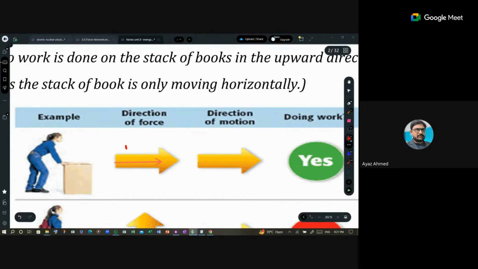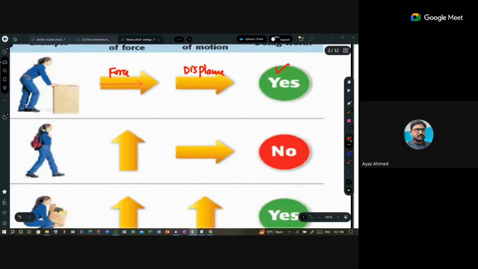So if we say that force and displacement are in the same direction, then she is doing some work. Yes, she's doing work. But here, if she's lifting a bag, check this one out. She is applying the force in the upward direction and she is traveling in this way, right? This is your displacement and this is the force you have applied. So both are at 90 degrees to each other, so she is doing no work.